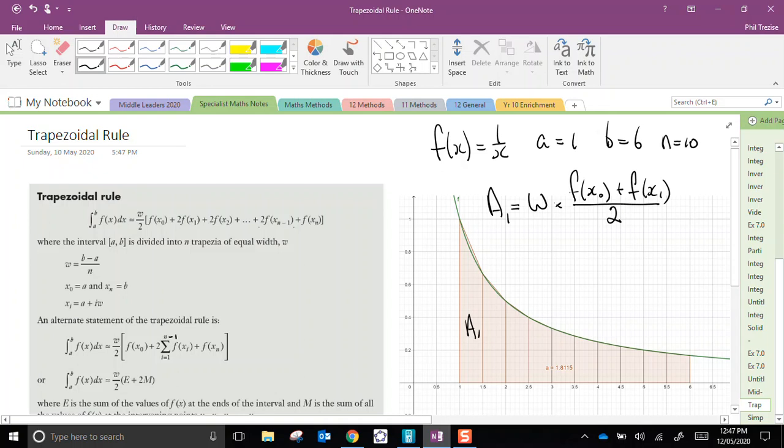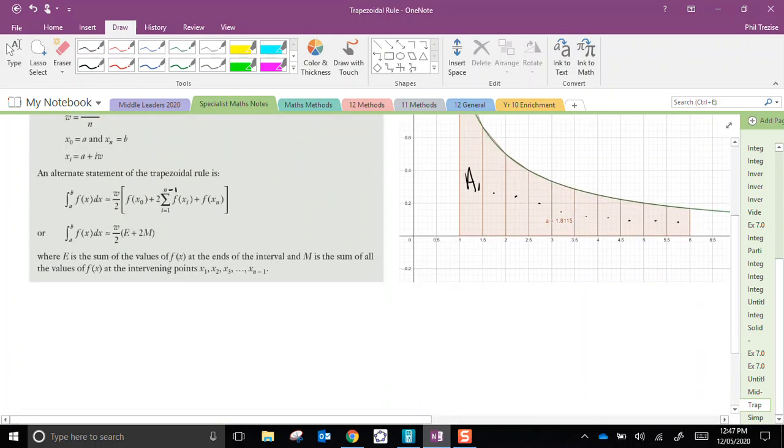We find the average length of the two parallel sides and multiply by the width, or the perpendicular distance between them. Now I would have to do that for each of these little trapezia all the way across, then add them all up. That would be quite doable, but it would be a long, tedious process, so we take a few shorthand notations.